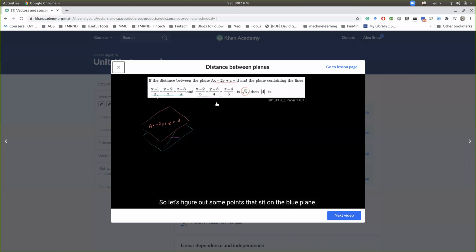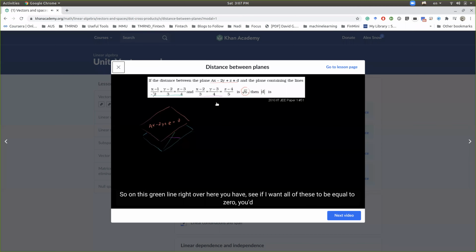So on this green line right over here, if I want all of these to be equal to 0, you'd have the point x is equal to 1, y is equal to 2, z is equal to 3. So you'd have the point 1, 2, 3. That definitely sits on the blue plane. Let's come up with another point.